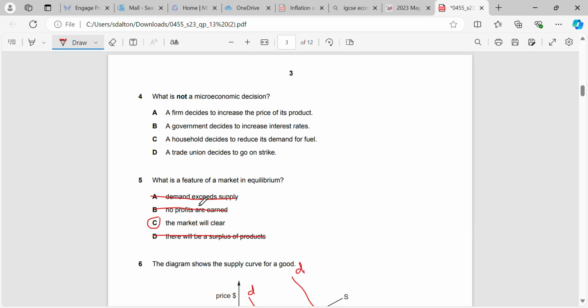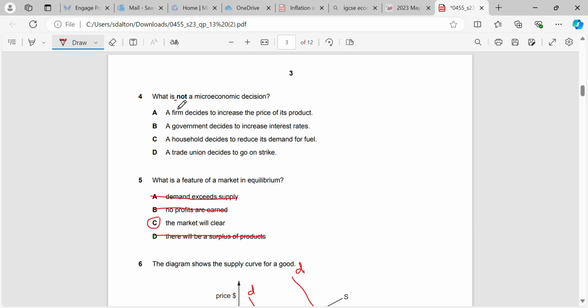A is the shortage, D is the surplus. No profits are earned. That's not true. For in equilibrium, somebody's earning profit, we can at least assume so. The market will clear. That's true. If we get into disequilibrium, we'll eventually get back into equilibrium through the price mechanism or the market mechanism. But we say that the market is clear at a point of equilibrium.